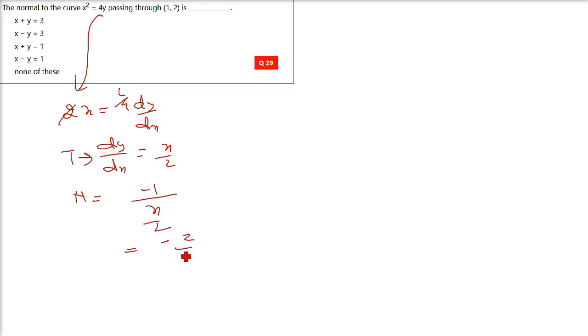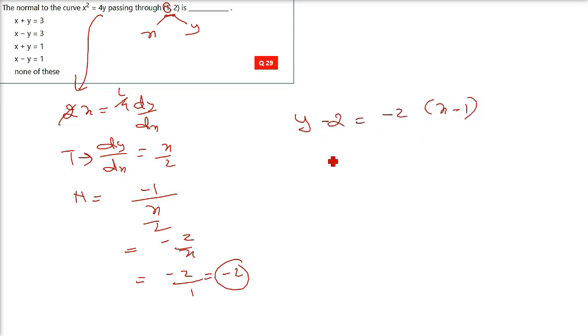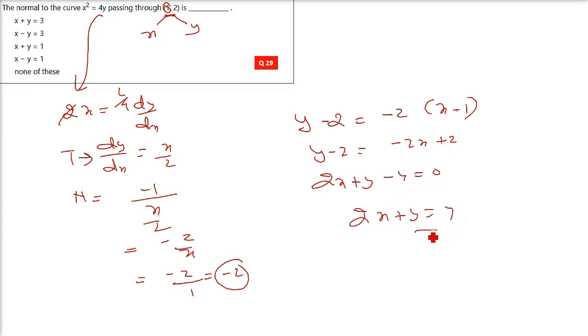So you have minus 2 by x here. You have to take x as 1, y is equal to 2. Minus 2 by 1, that is minus 2. Now this is the slope of the normal. We already have the point (1, 2). So y minus 2 equals minus 2 times (x minus 1). When you solve this, y minus 2 equals negative 2x plus 2. So it will be 2x plus y minus 4 equals 0, so 2x plus y equals 4.